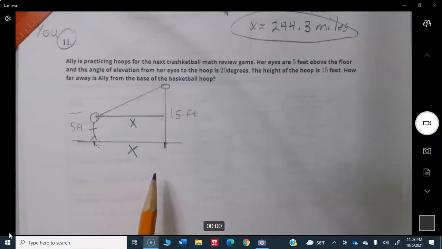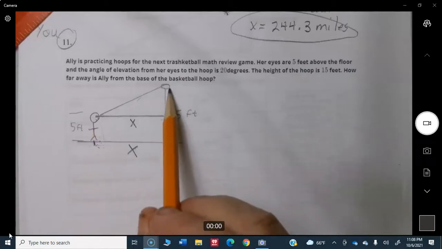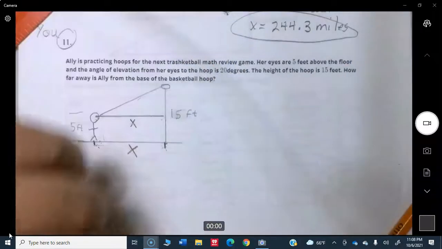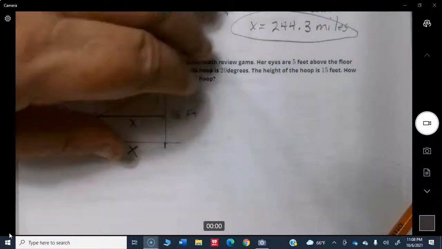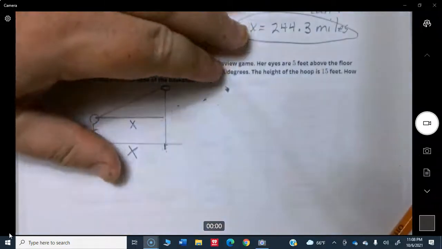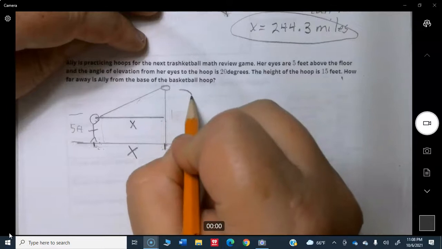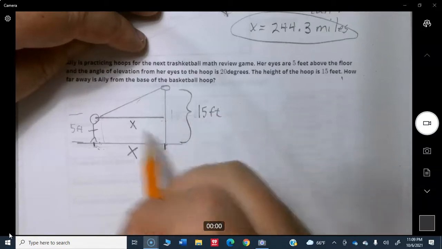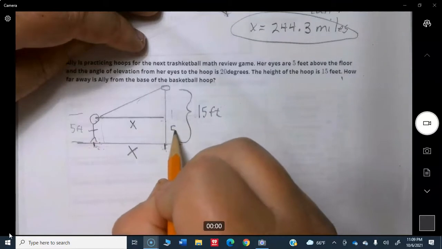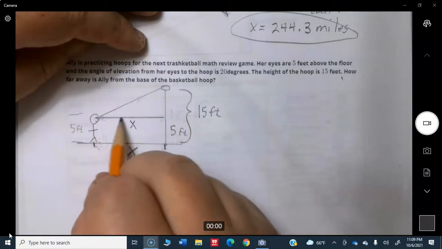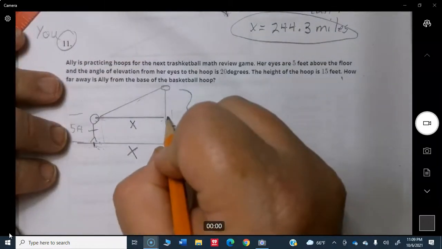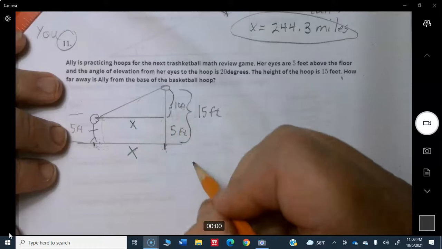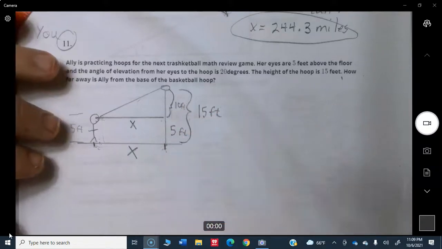Okay? Now, she's 5 feet tall, and the entire hoop distance is 15 feet. So I'm going to erase this and rewrite it. So this entire distance is 15 feet. Okay, this distance is her height. Right there is right there. That's 5 feet. Because this is level with her eye, and that's 5 feet. So that means this distance is 10 feet: 15 feet total minus the 5 feet of her height. So this is 10 feet.